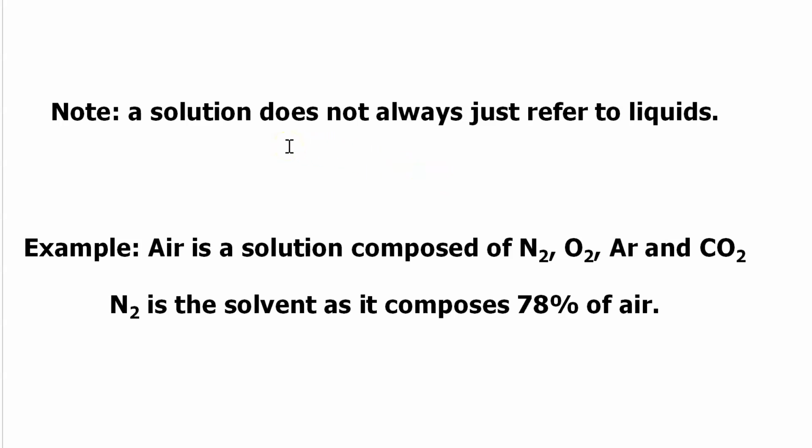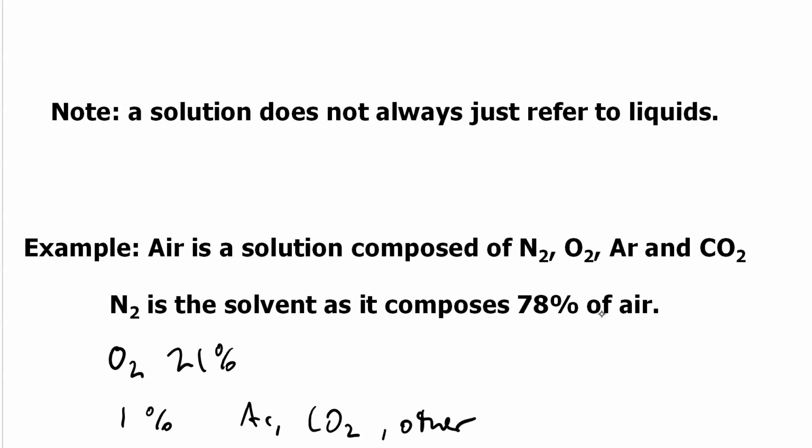But a solution can be any homogeneous mixture. An example is air. Air is N2, O2, some argon, some CO2, and many other things present in very small amounts. But 78% of air is nitrogen gas. Oxygen gas is about 21%. And then we have 1% argon, carbon dioxide, and other. But we consider nitrogen the solvent because it is the major component.